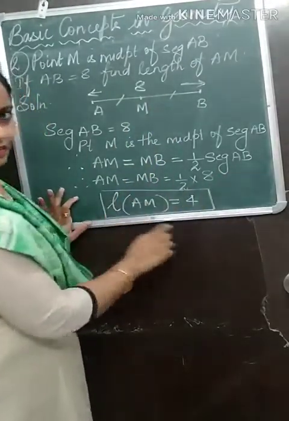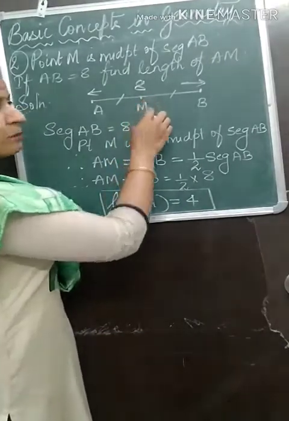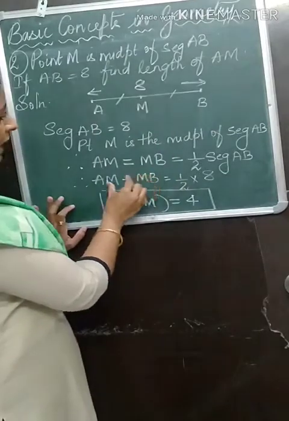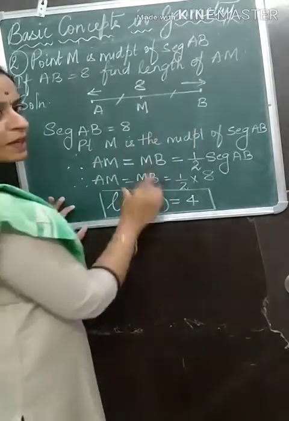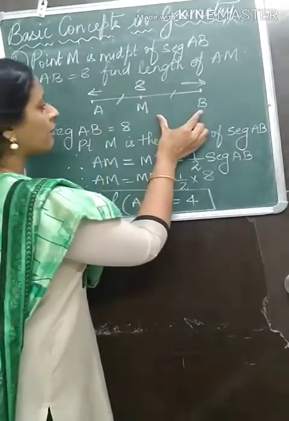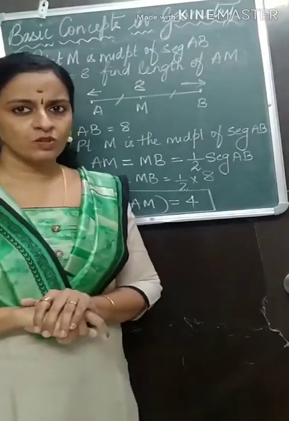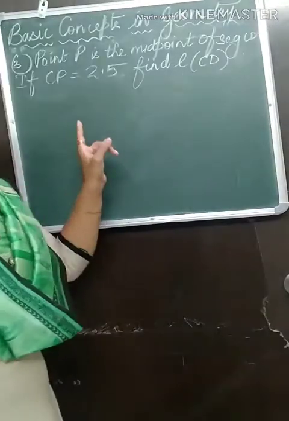These steps: if M is the midpoint, that M will divide the segment into two equal parts. Write about those two equal parts AM and MB. Both AM and MB will be half of the whole segment AB. So simple. Understood? Now see the third sum.